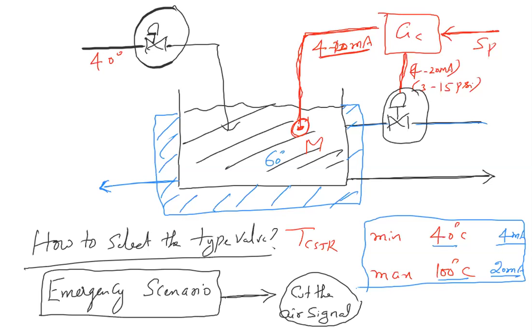Suppose now imagine a scenario, cooling water. So you will have two scenarios when you cut the air signal. You can have, let's say, full cooling water going through the CSTR and no cooling water going through the CSTR. Which one is safe? Sending 100% cooling water to the CSTR is safe, or sending 0% cooling water is safe? Which one is safe?